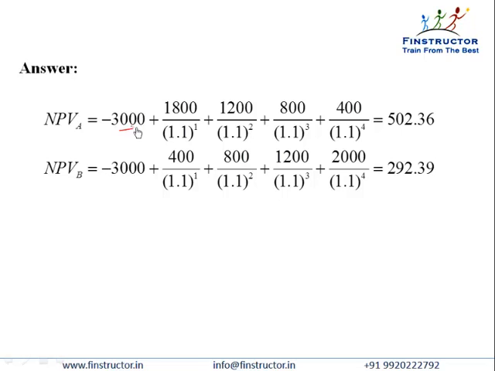So 3000 was the initial cash outlay. Year 1, year 2, year 3, and year 4. The discount rate K is given in the question as 10%. So we'll be able to calculate the NPV as shown, and the figure will come out to be 502.36. Please note that the detailed calculation has already been shown in the review on quantitative analysis, but for the sake of revision and practice, we'll do the calculation once again just to make sure that we understand it well.